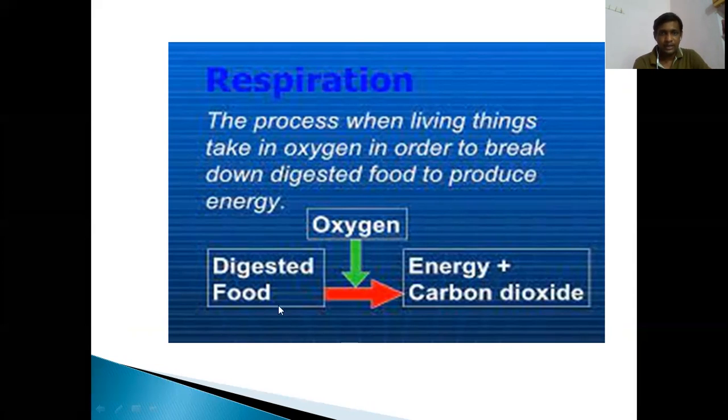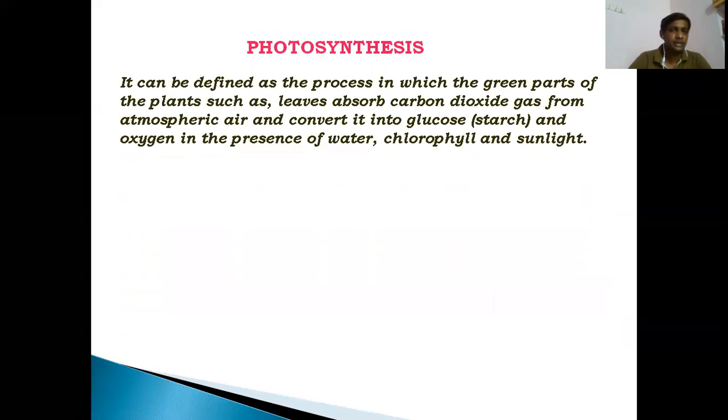So here, see, when digested food reacts with oxygen, it gives us energy and carbon dioxide gas. So this equation shows the process of respiration. When digested food reacts with oxygen and gives out energy, carbon dioxide gas and water, it is called respiration. So this is in human beings or in animals.